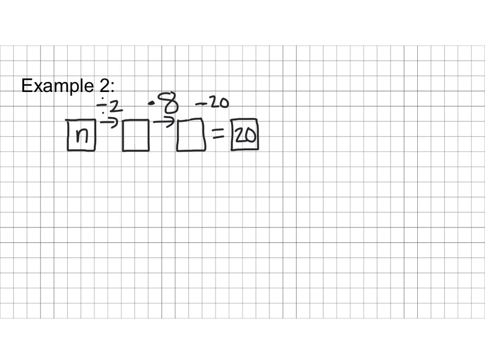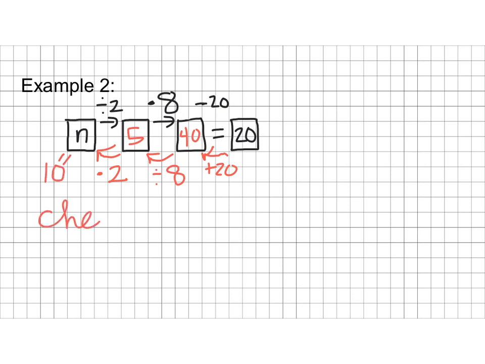All right, let's do another one. This time let's go a little bit faster. So I am going to reverse each step. So the last step was to minus 20. So going backwards, I am going to add 20 to give me 40. Then I had times 8. So going backwards, I'll divide by 8, which will give me 5. And my first step was to divide by 2, so my next step will be to multiply by 2, which will give me that n equals 10.